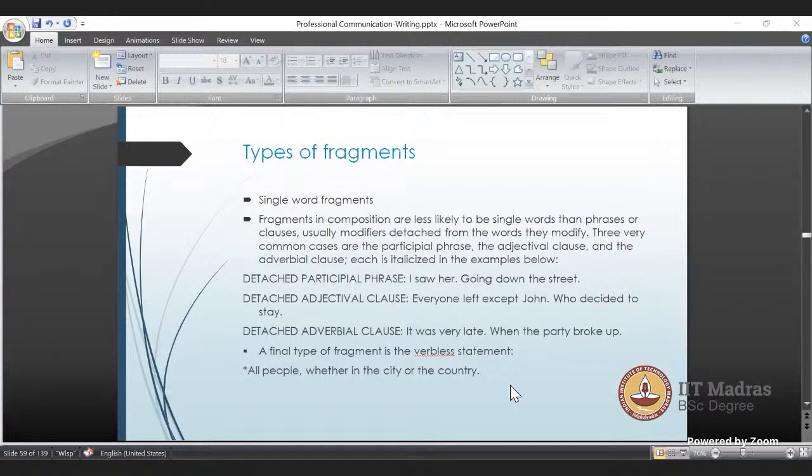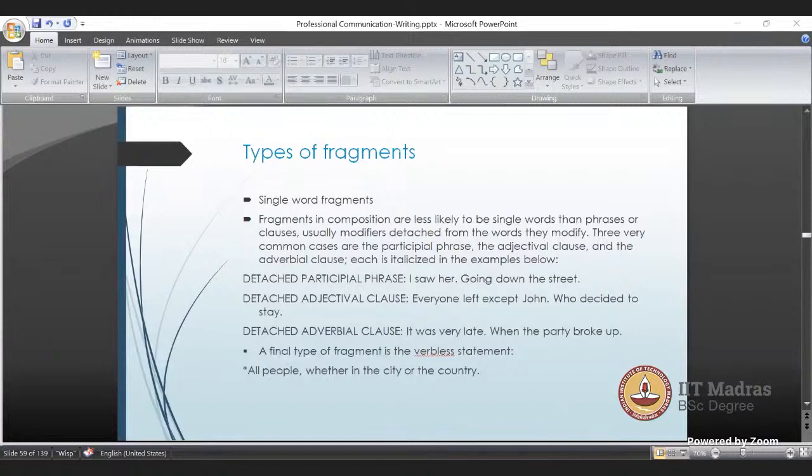And remember, fragments are all ungrammatical. I told you that they stand on their own. That means they can stand on their own, though they may not be grammatically independent or absolute. However, in particular with these fragments, we can understand what the speaker intended. So the example with no verb, all people, whether in the city or country, also counts as a fragment.